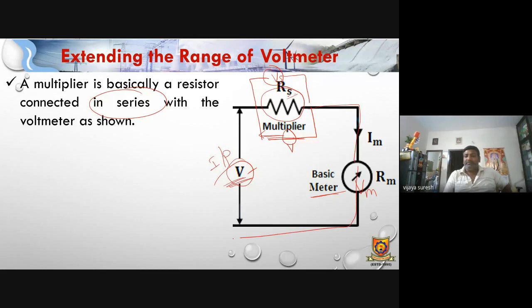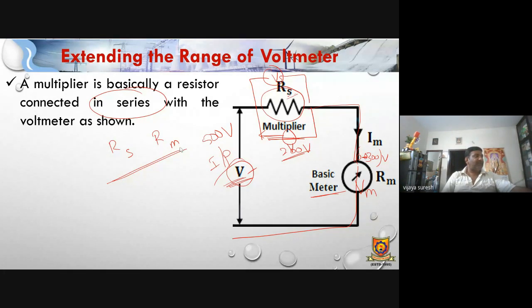So if you want to measure 500 volts with a 300 volt range meter, 0 to 300 volts meter range, then 200 volts should be dropped at the multiplier, and the remaining 300 only should pass through the meter. Now tell me, RS is nothing but the series resistance, RM is nothing but the meter resistance. Which should be high? Again a similar question as in the case of the previous ammeter shunt.